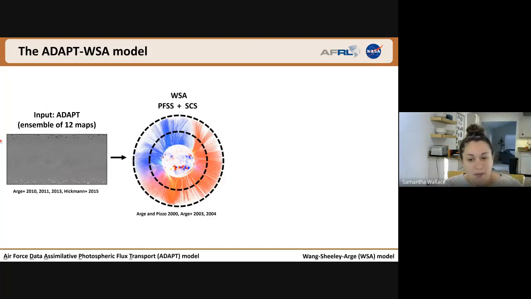So each set of maps is then used as input into the Wang-Sheeley-Arge, or WSA, model, which actually couples two potential field type models to derive the coronal field. Using the two different models provides a more realistic magnetic topology of the upper corona compared to other approaches. So we can go out from anywhere between like 5 and 30 solar radii typically.